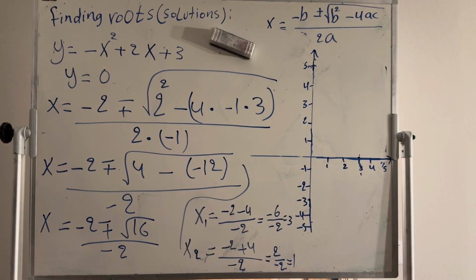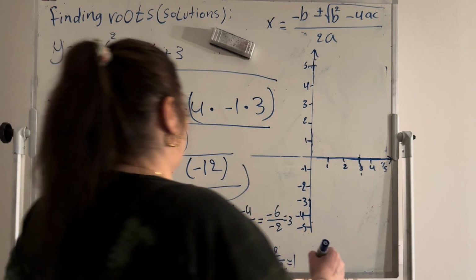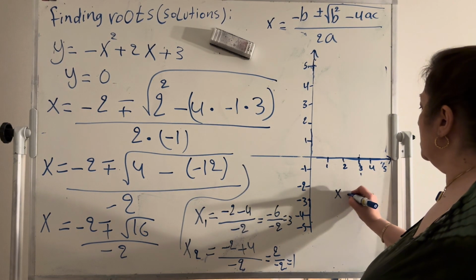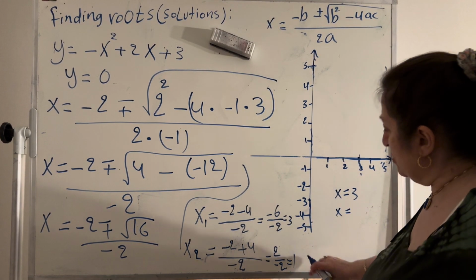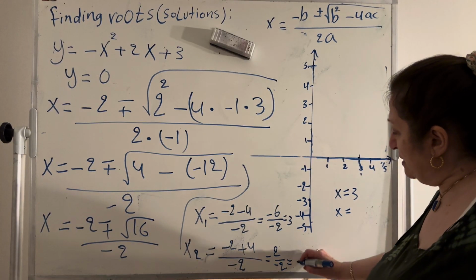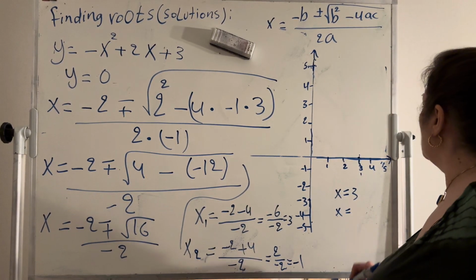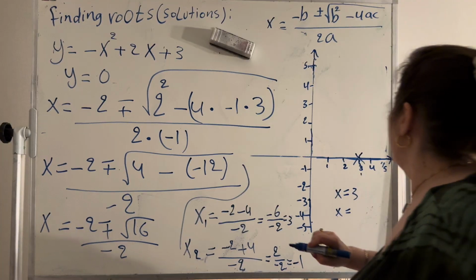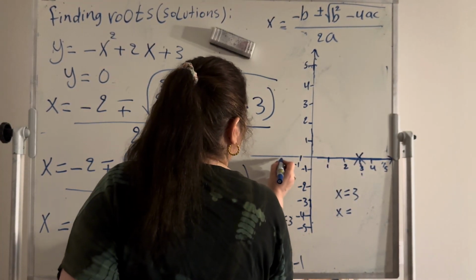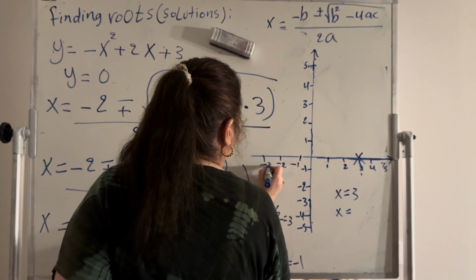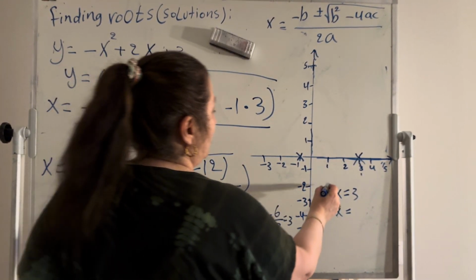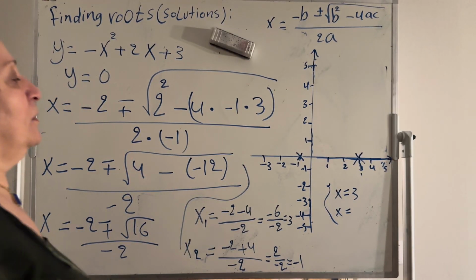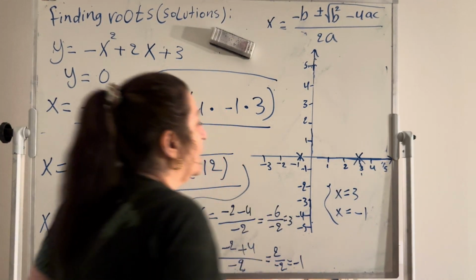Now I see the intercept of x when y equals 0: x equals 3, and x equals minus 1. So 3 and minus 1 are the intercepts of x.